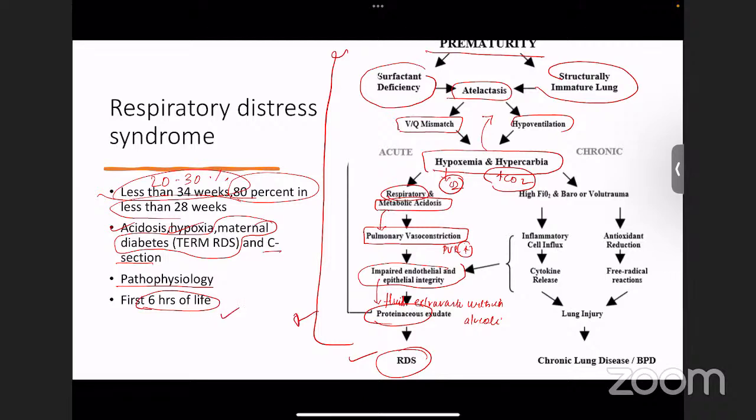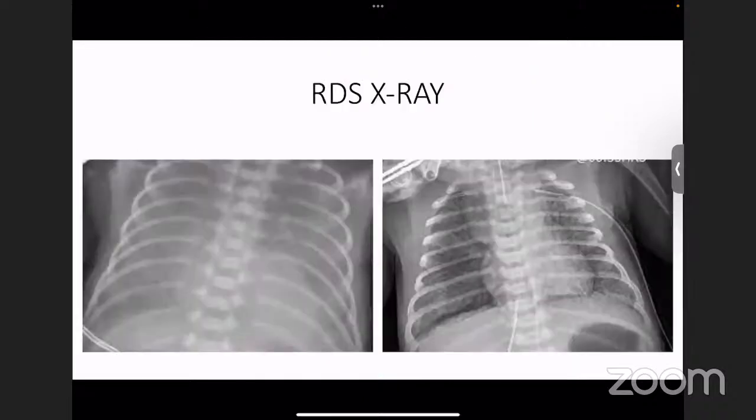Then you go for the management and symptoms. So this is RDS. You see, they will have a low volume lung. You see, this is a very low volume. You cannot see anything here, right? And they have a reticulogranular pattern, and sometimes you can see this, right?